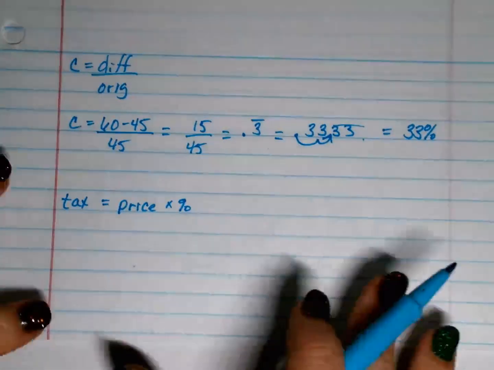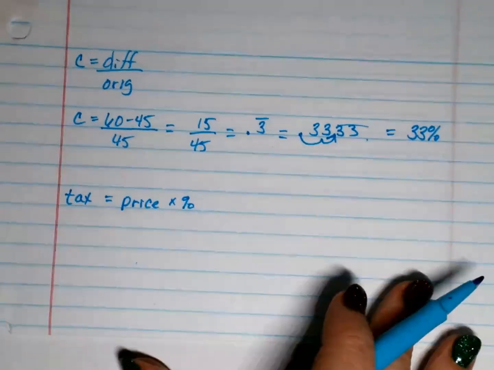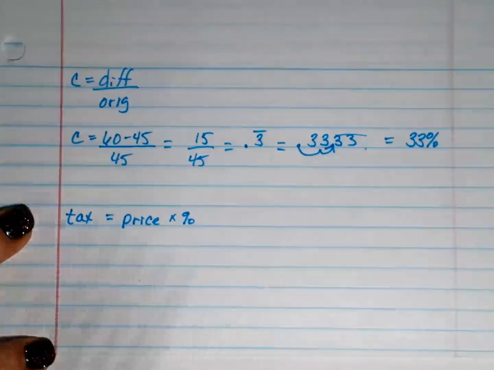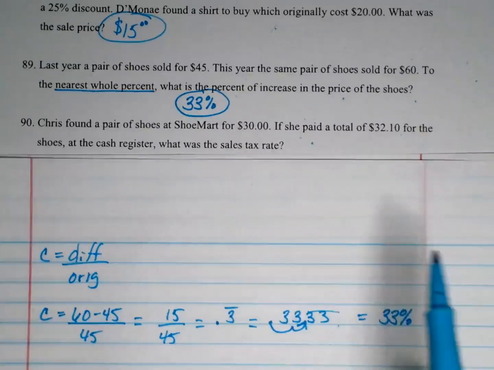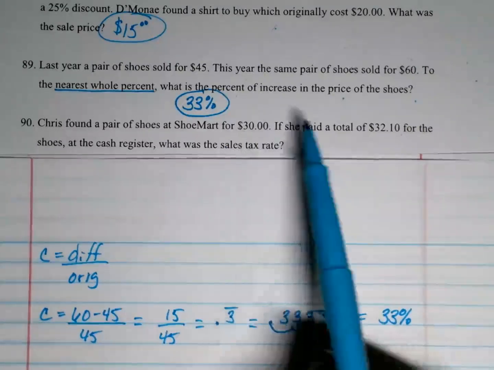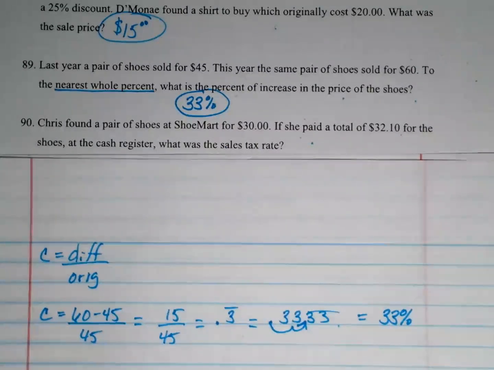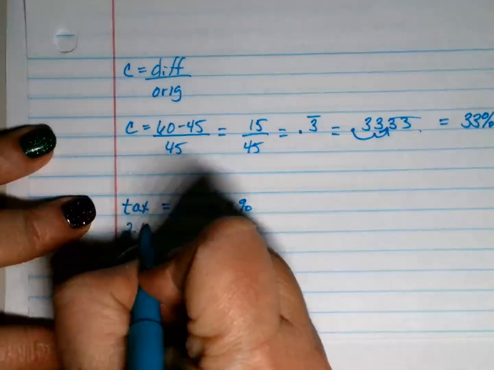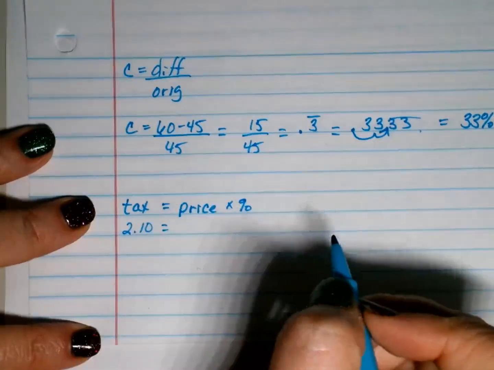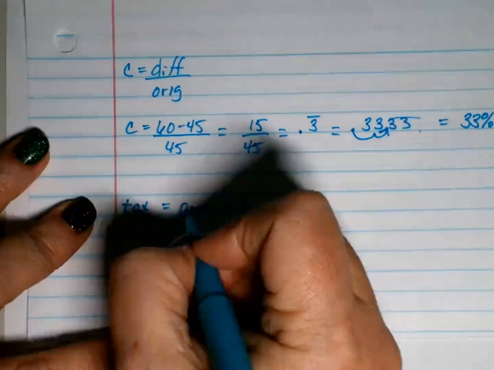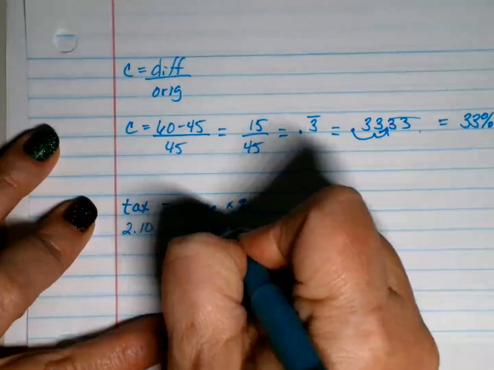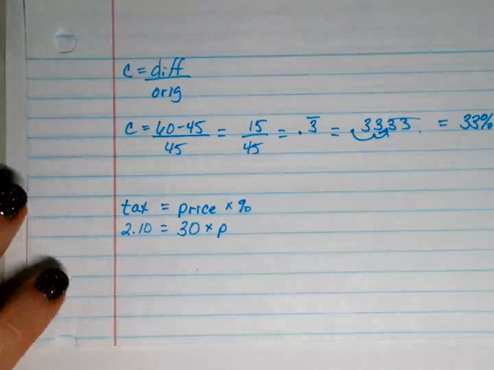Do we know how much she paid in tax? No. Really? The shoes were $30. She paid a total of $32.10. How much did she pay in tax? So $2.10 equals, what was her price? $30 times her percent, right? You with me?